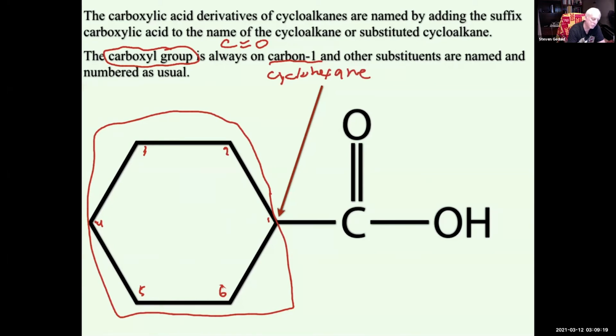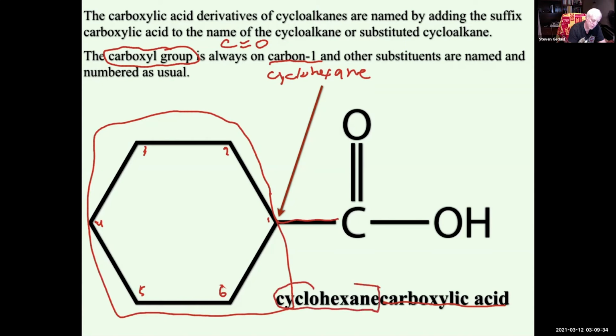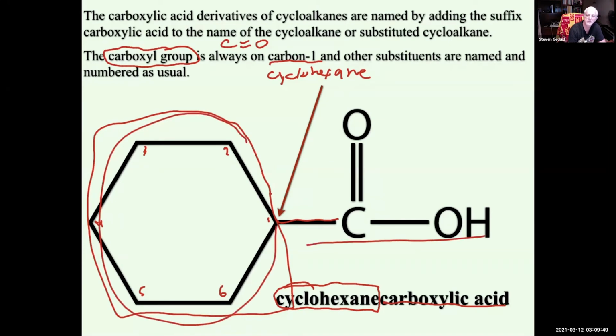We use the same rules we did before. Cyclohexane carboxylic acid. So we're not going to put oic acid. We're going to call it cyclohexane, and then attached is going to be carboxylic acid. So we've got cyclohexane, carboxylic acid. It gives you your name, the ring structure, and then you name the carboxylic acid.